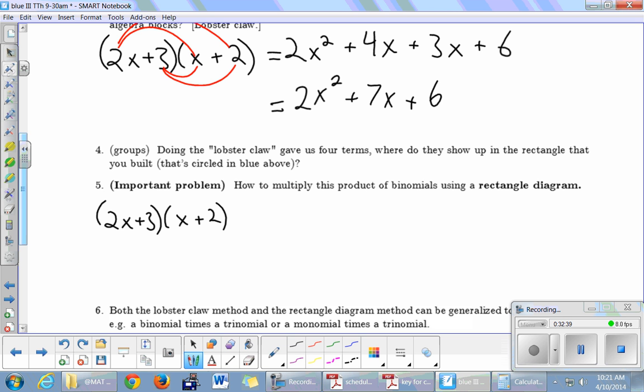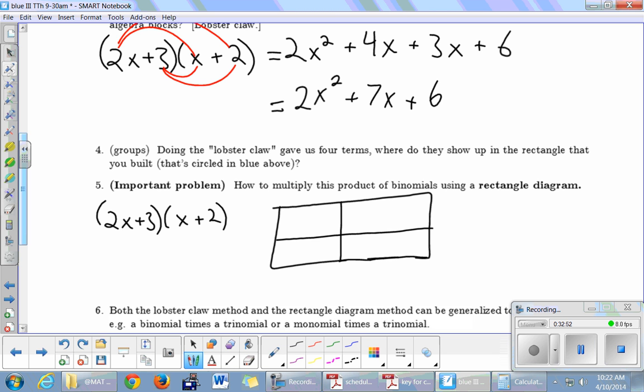And the way that I'm going to show you is called a rectangle diagram. So what we're going to do is start by drawing a rectangle. And then I'm going to draw some lines roughly through the middle. It doesn't much matter where you put them. You just need to have 4 spaces inside of your bigger rectangle. They don't have to be even.